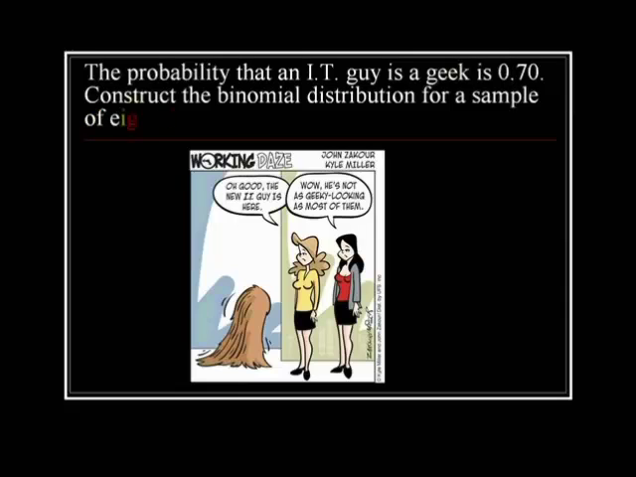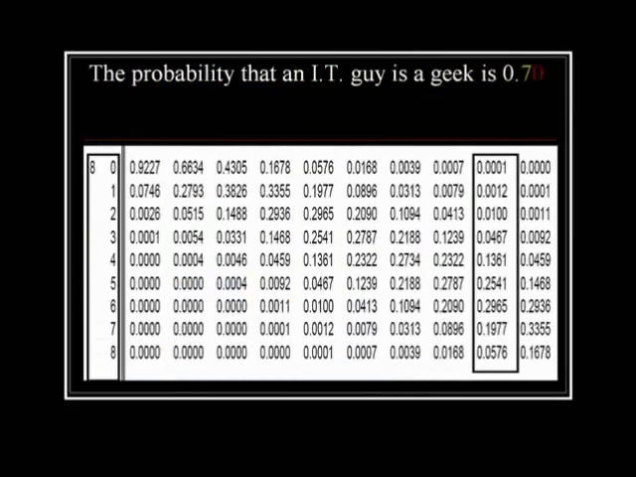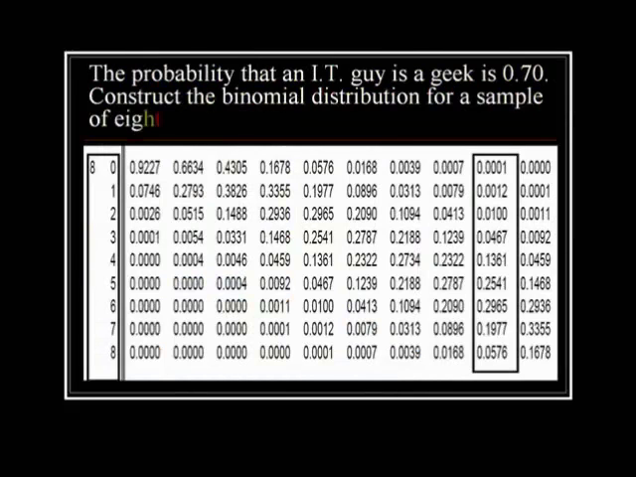So the probability an IT guy is a geek is 0.70. I obtained that scientifically. So we're going to construct a binomial distribution for a sample of 8 IT guys. So I went down on the table until I got to an n of 8. You can see I have all the possibilities there, 0, 1, 2, 3, 4, 5, 6, 7, and 8. I don't have the whole table here, but I've drawn a square around that portion of the table that's associated with the probability of 0.7. Just look at your table and make sure you can get to the same point.